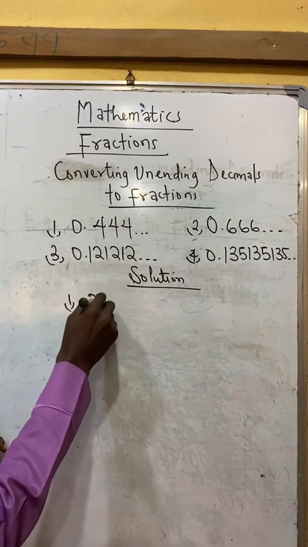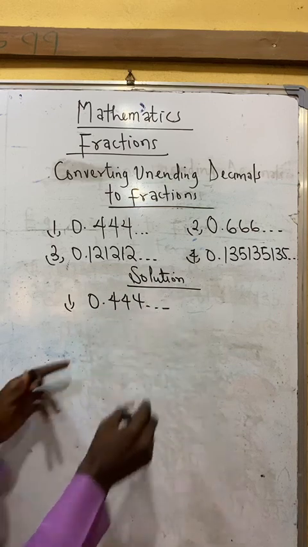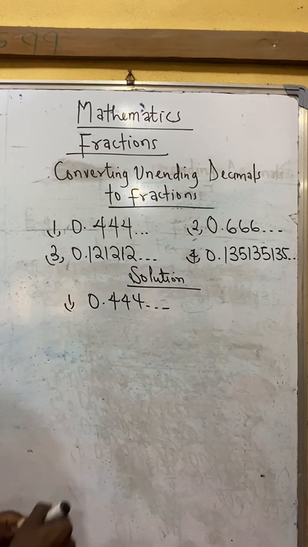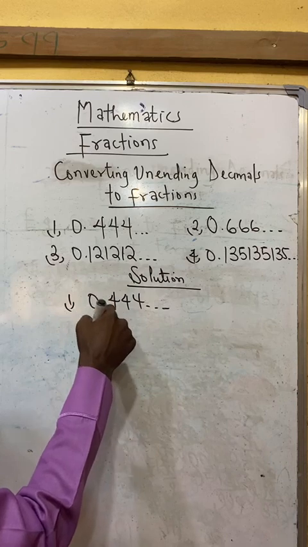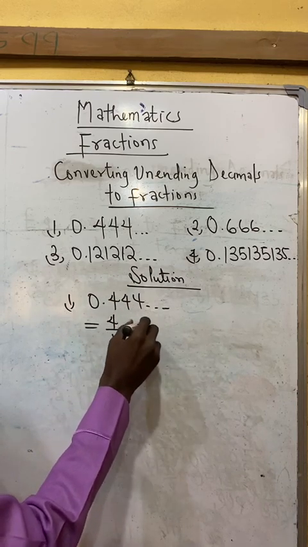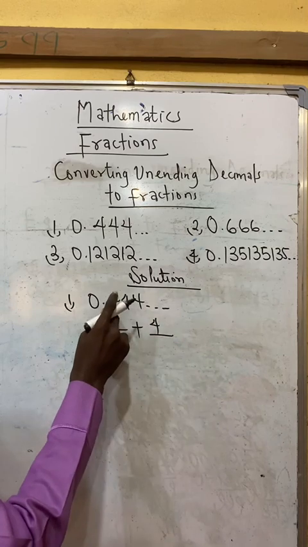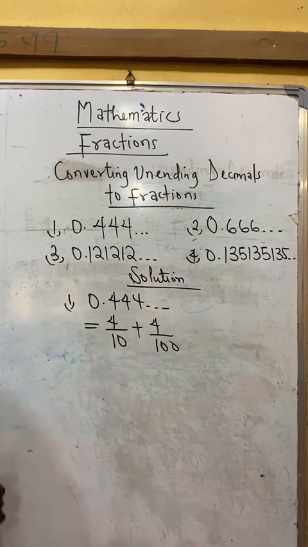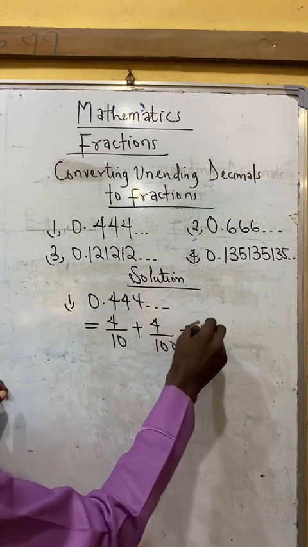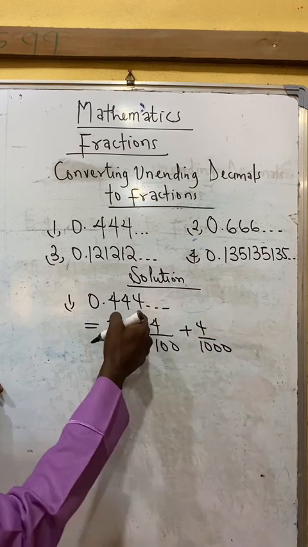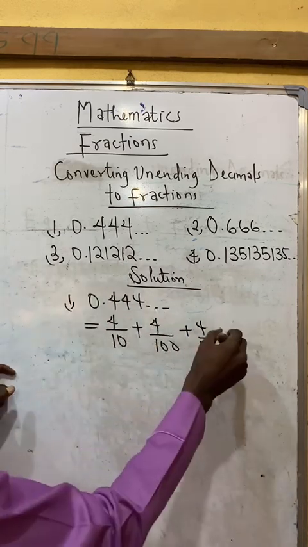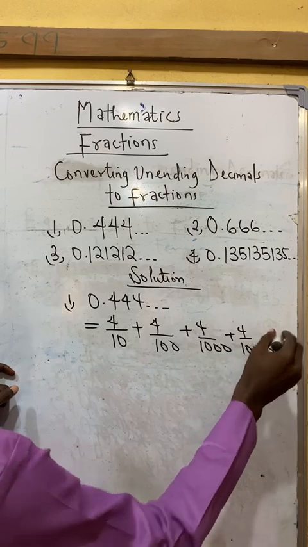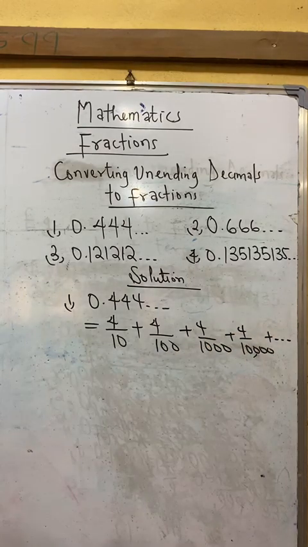Solution number one: 0.444 and so on. What are we going to do? We can rewrite this in sum to infinity as fractions. So this can be written as the first 4 placed as 4/10, plus the second 4 over 100, since we have used 10, the next one will be 100. When we get to the third one, we have 4/1000. Then for the fourth one, we have 4/10,000, plus and so on till infinity. We don't know where it ends.